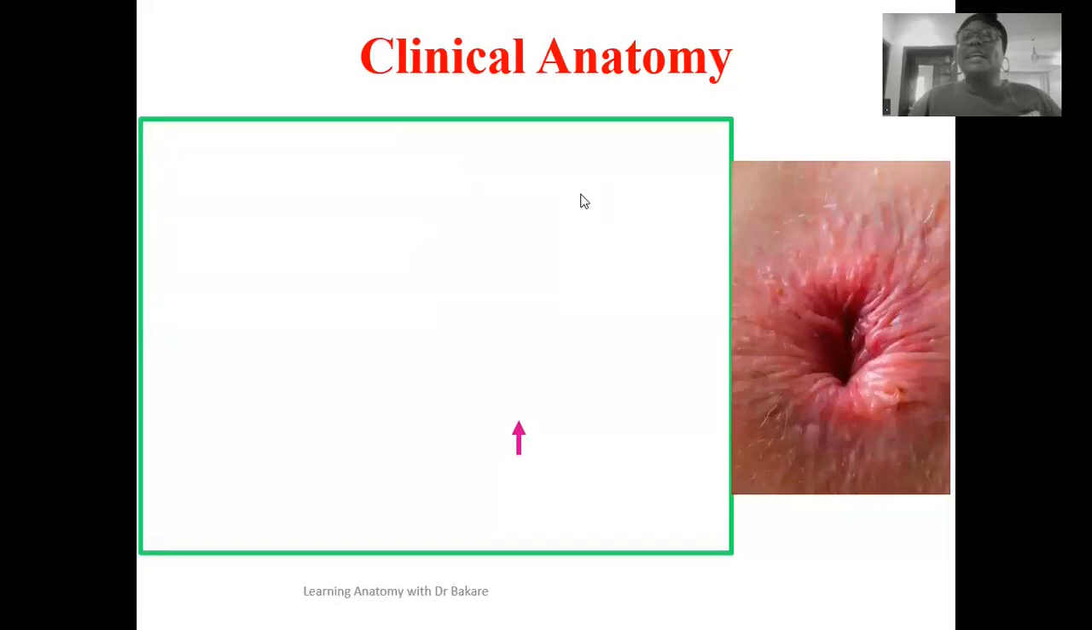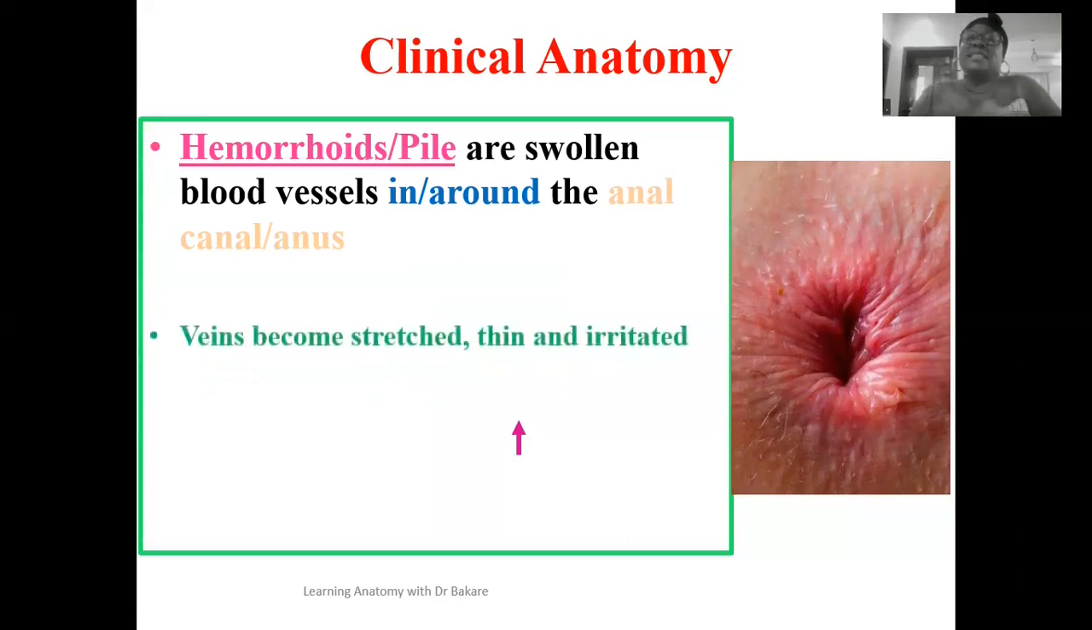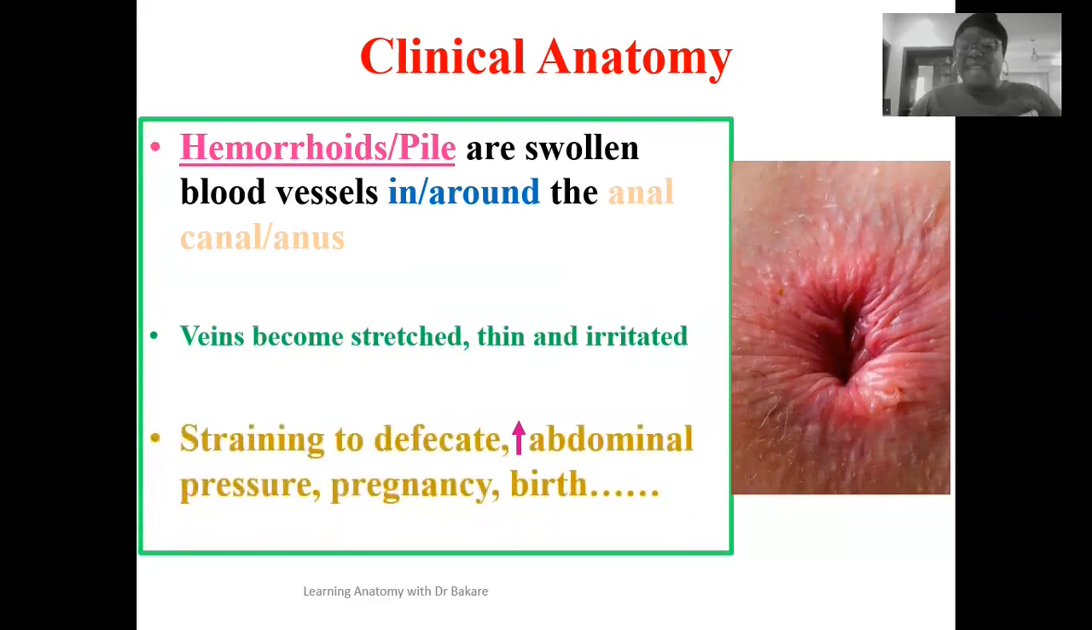So let's look at clinical anatomy. We'll talk about hemorrhoids or piles. Hemorrhoids are swollen blood vessels that are seen within the anal canal or around the anus. Of course, this is as a result of an overstretched vein that becomes thin and also irritated. This can result from straining during defecation. It could also occur when there is increased abdominal pressure, also in pregnancy and also vaginal birth.